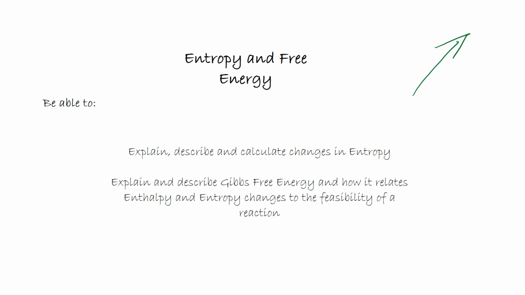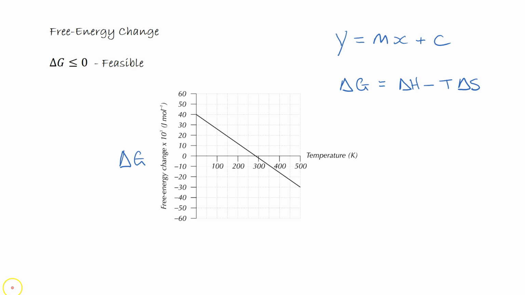Then we have values for delta G as y here. T would be our x value, which means that delta S here would be m, our gradient, and delta H here would give us our value of our intercept, c.